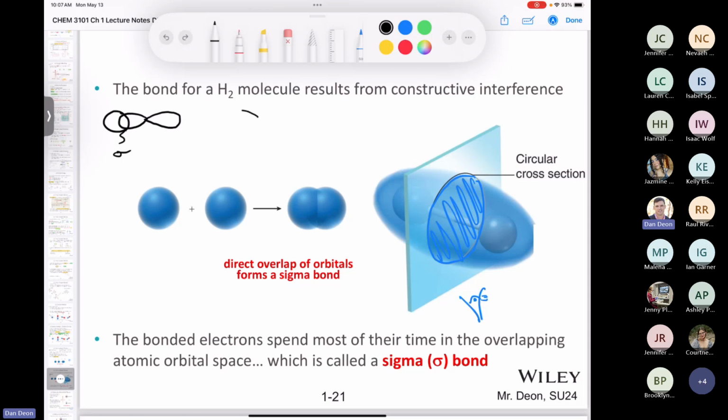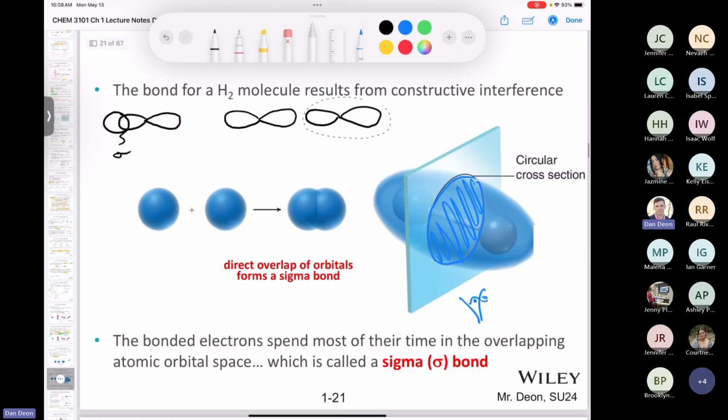The last way that you need to know is if you have two p orbitals overlapping head to head. So there's a p orbital, there's the second p orbital. We took one of these p orbitals and we overlapped it with another. This would also be a sigma bond, right? Because if you took a cross section here, you'd end up with a circle.